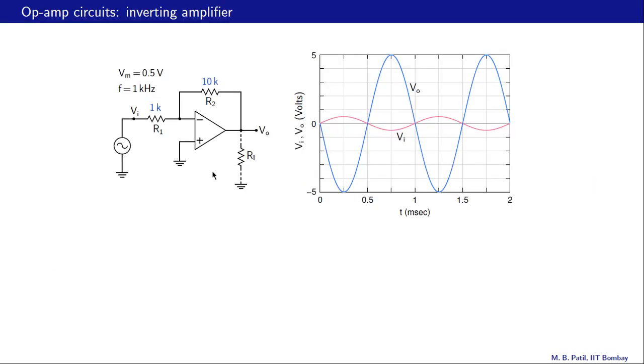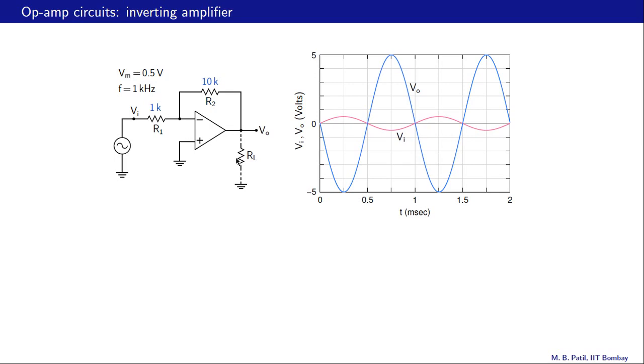Here is a sample simulation result for the inverting amplifier. We have R2 equal to 10K, R1 equal to 1K. So the gain of this amplifier is minus 10K divided by 1K, or minus 10. So we expect VO to be 10 times VI with a negative sign. The input is a sinusoid with an amplitude of 0.5 volts and frequency 1 kilohertz.